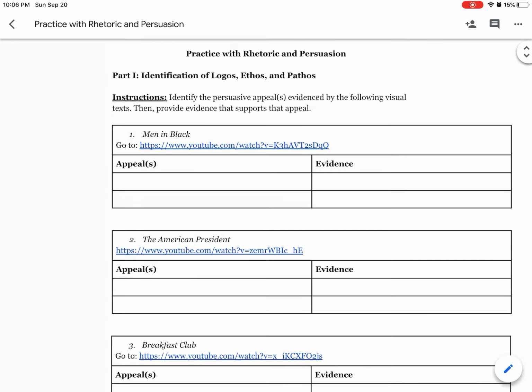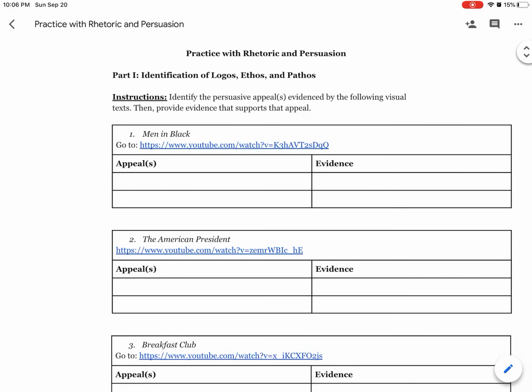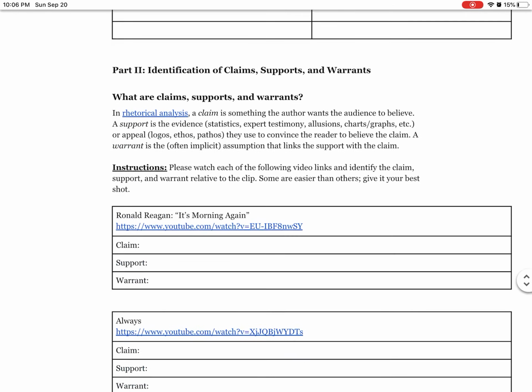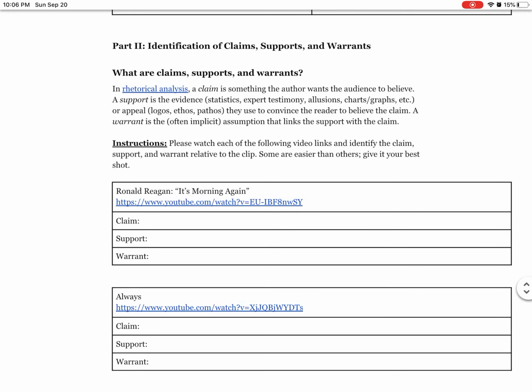But this first part is pretty straightforward. It's review. We've been working on this, and you have experience prior to coming to English 101 with this. But essentially, you'll just click on the links, and you'll watch the 1 to 3 minutes and identify what appeal was used, and then what is the evidence that proves that appeal. But the bottom part, part 2, is a little bit more complicated, and it might include something that's new to you. So I want to really explain it.